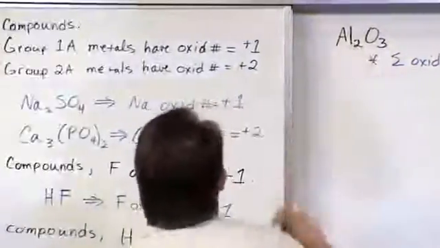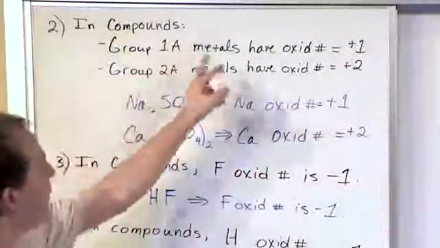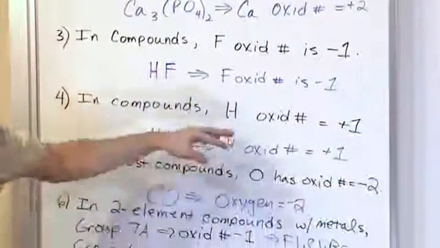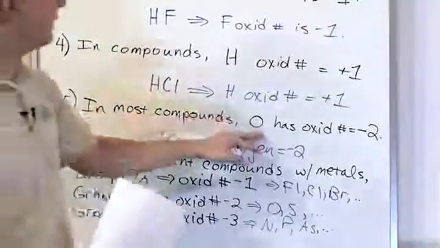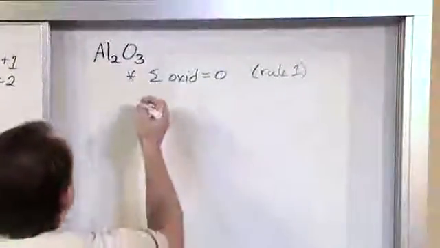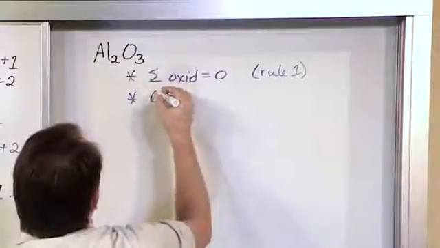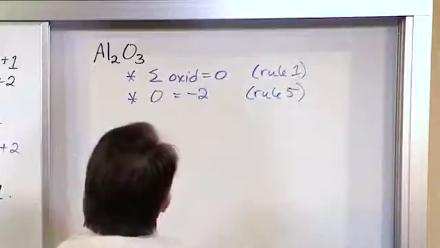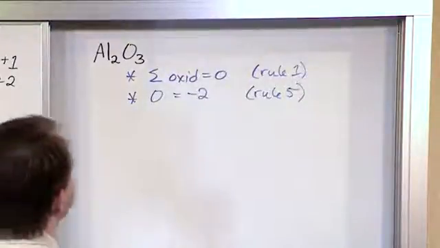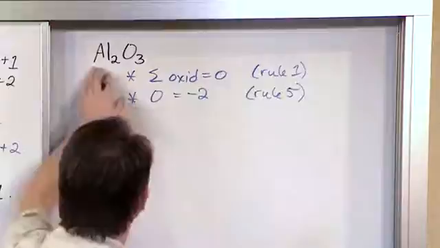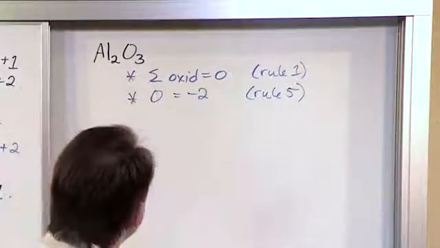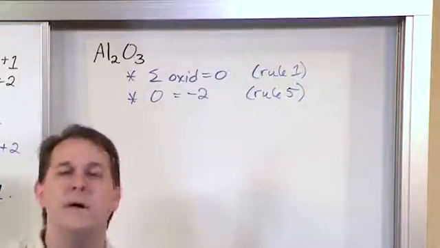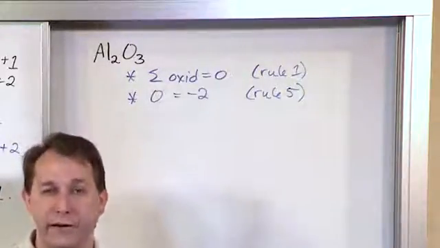Okay? And then I go and look and say, okay, do I have any group 1A or 2A metals? I don't have any of those. Do I have any fluorine? I don't have that. Do I have any hydrogens? I don't have that. Do I have any oxygens? I do have oxygens. So I will go over here and I will say for oxygen is -2, and that's rule 5. So then the first thing you do is you say, oh, do I have enough information to find the answer to aluminum, which is the only other thing I have? And the answer is yes. I don't need to keep going down the list because I already have enough information to find all remaining oxidation numbers.